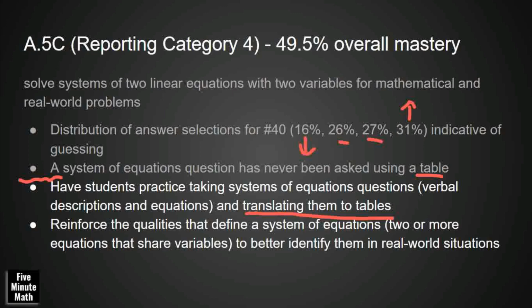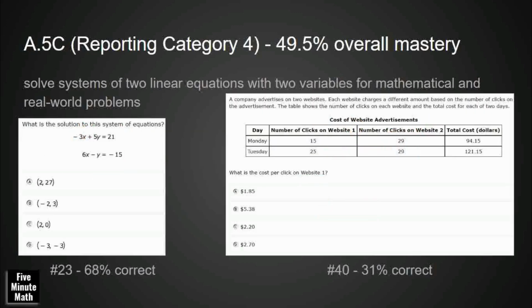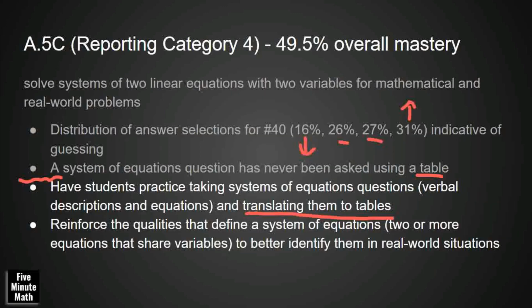And then we need to reinforce the qualities that define a system of equations, right? There are two or more equations that share variables, to better identify them in real-world situations, because there were no variables given on this second one right here. They just talk about website 1, they talk about website 2, but it never explicitly said X or Y. So you had to infer that we're dealing with two different variables and that they're within the same system. So the recognition of system equations probably was difficult for students. And that is the analysis of the 2023 Algebra 1 STAAR.